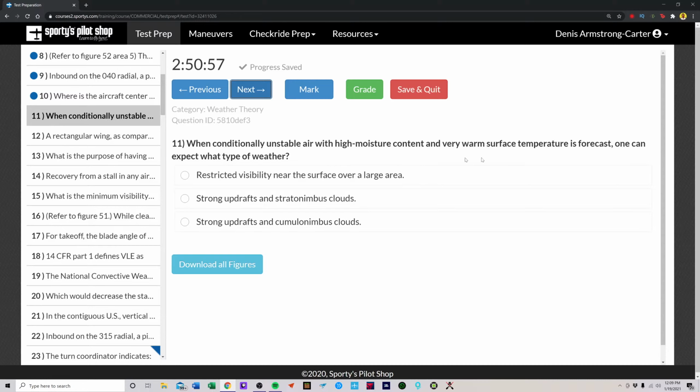Surface temperatures forecast. One can expect what type of weather? So, cumulonimbus. There we go.